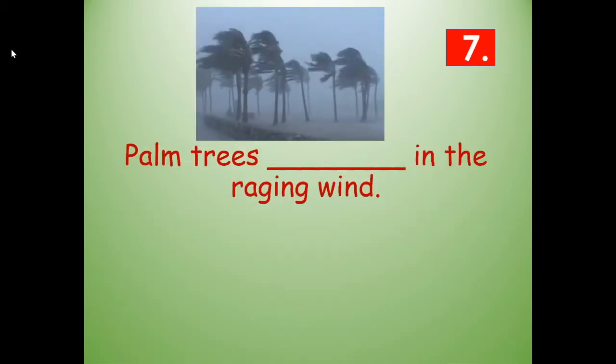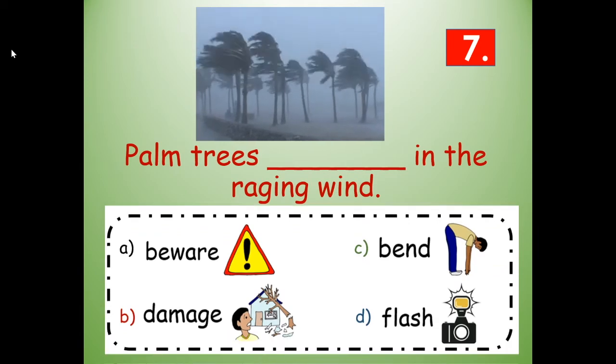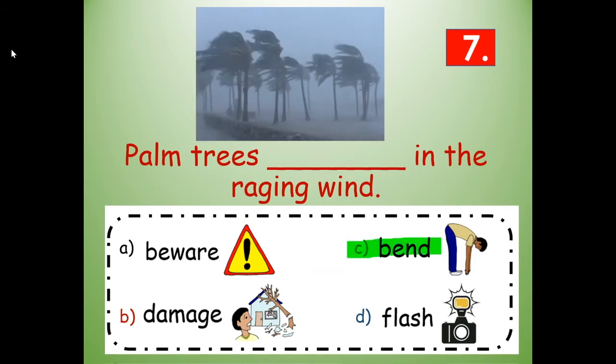Number 7, palm trees blank in the raging wind. Palm trees beware in the raging wind. Palm trees damage in the raging wind. Palm trees bend in the raging wind. Or palm trees flash in the raging wind. What makes sense given our picture clues and where the word is in the sentence? Bend. Palm trees bend in the raging wind. B-E-N-D, bend. Palm trees bend in the raging wind. They have to, or they would not survive.